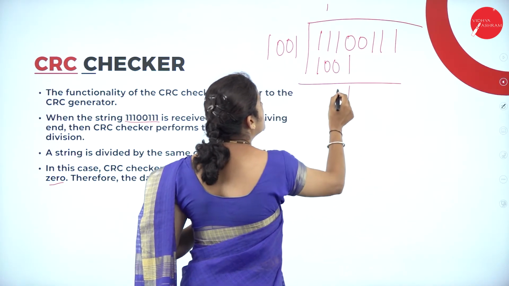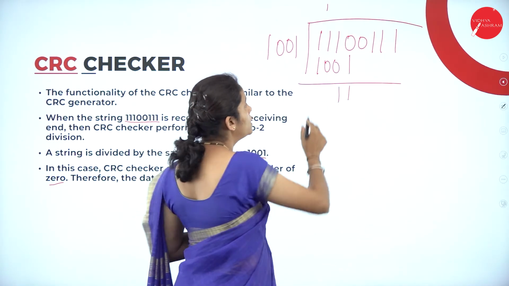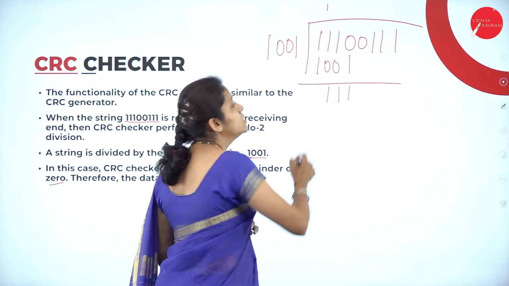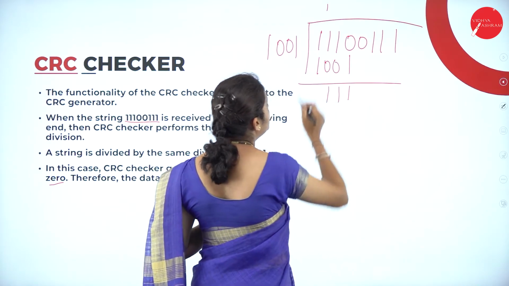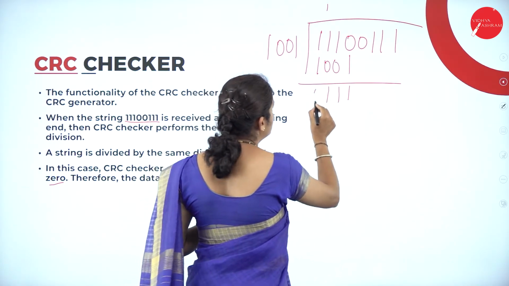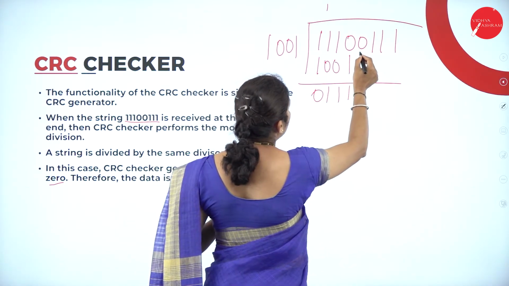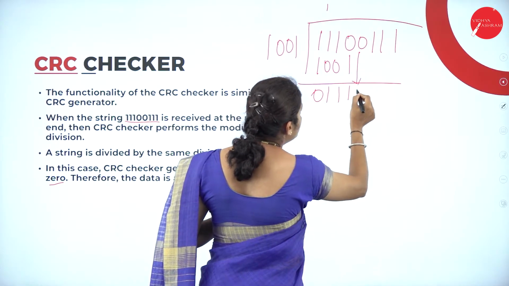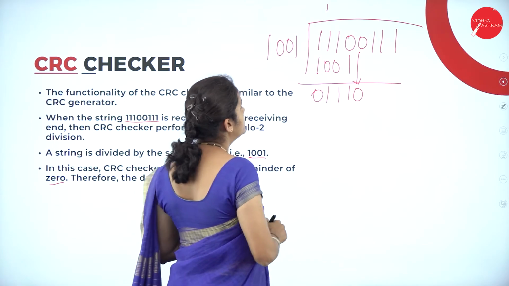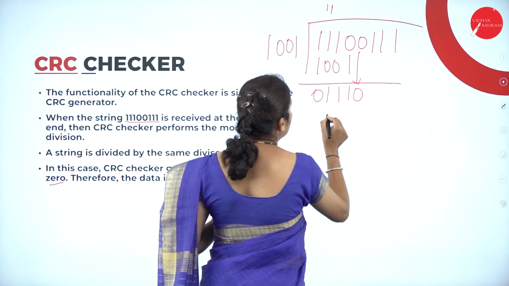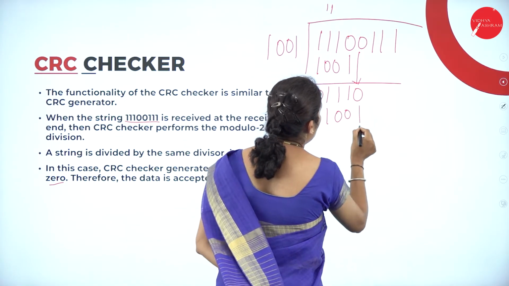Here both the bits are same, so it is 0. Here it is 1. Once again both the bits are same, so it is 0. So if both the bits are same, then it is 0. Now I'm going to bring 0 here. Okay, then once again it is 1s. I'm going to get 1 0 0 1.